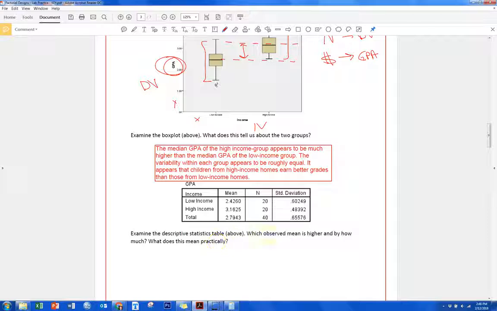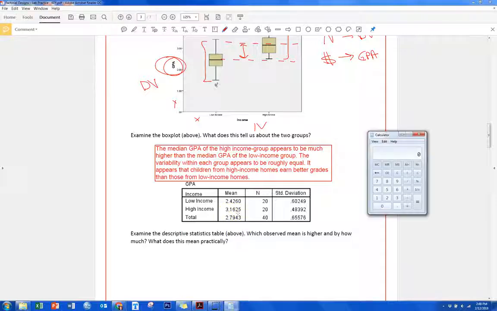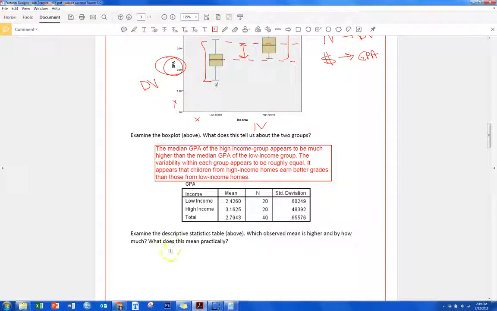How much higher is the observed mean? So the high income group has 3.16. What's the difference? 3.1625 minus 2.426. Difference of 0.73. Our standard deviation on average is about, let's say, 0.5. So this is actually greater than a standard deviation. So this appears to be a huge difference. So let's say something about that.